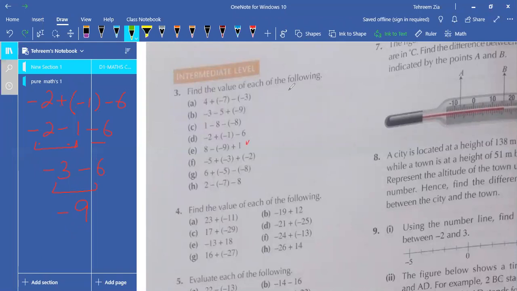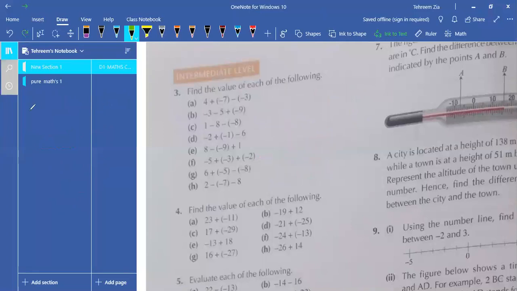Next question is 8 minus minus 9 plus 1. So it's going to be 8, same signs are going to result in plus 9, plus 1. So solve the first two numbers, 8 plus 9 is 17, plus 1, which is going to be equal to 18.